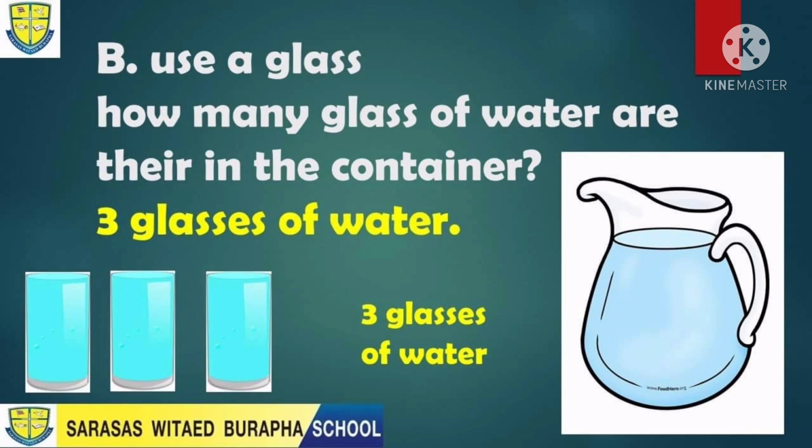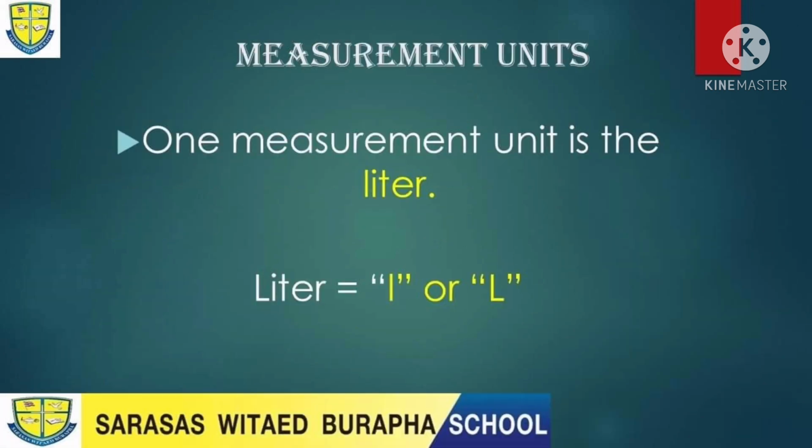While in activity B, to the question, how many glasses of water are there in the container, the correct answer is 3 glasses of water. That is also the total volume of the liquid or the water inside the container.